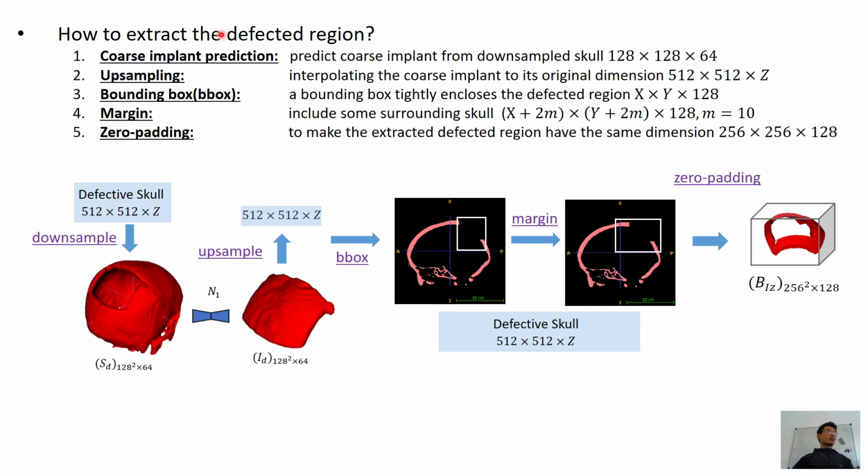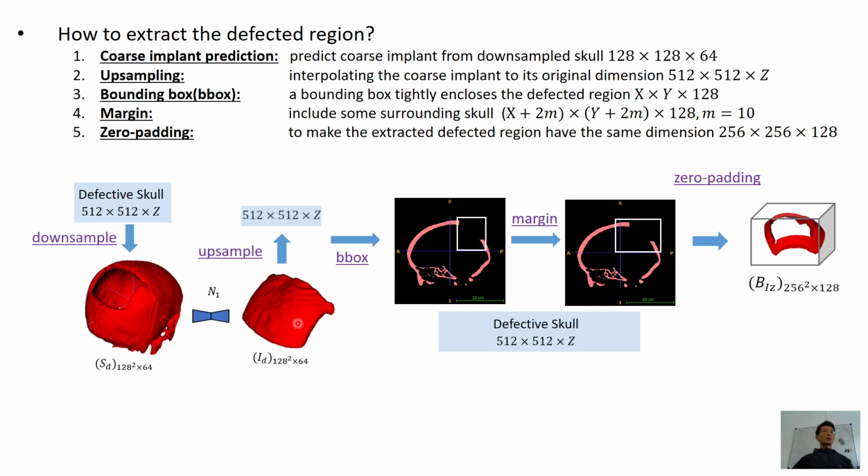Let's look at the first question, how to extract the defected region. It involves 5 steps: coarse implant prediction, upsampling, bounding box calculation, applying margin, and applying zero padding. First, the original high-resolution skulls are downsampled to 128 times 128 times 64 dimension. On the downsampled skulls, a network N1 is trained to predict coarse implant of the same dimension.